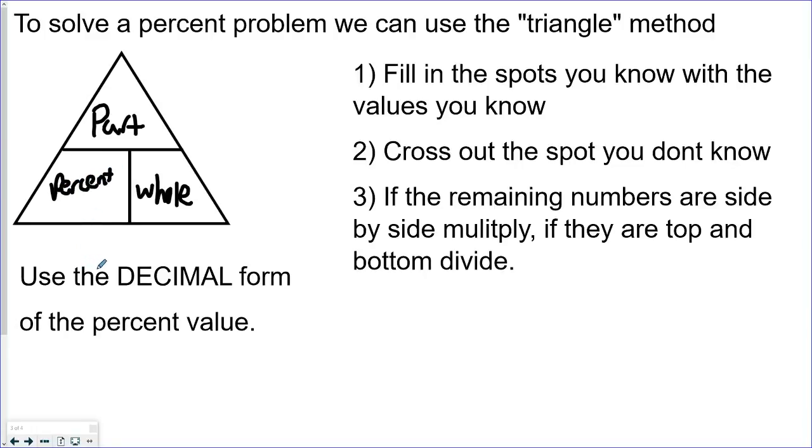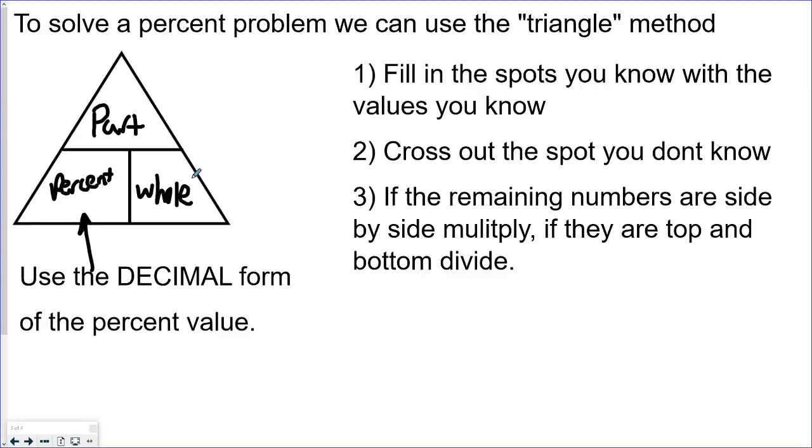Remember, this is the percent as a decimal. So this is not 30, this is 0.3 when you put it in this triangle. Again, as long as you get the part on top, you're okay. It doesn't really matter how you arrange the bottom ones, but the part piece has to be on top. So the way you use this is you fill in the pieces that you know with the values that you're given. So you put your part number here, your whole number here, and your percent number here.